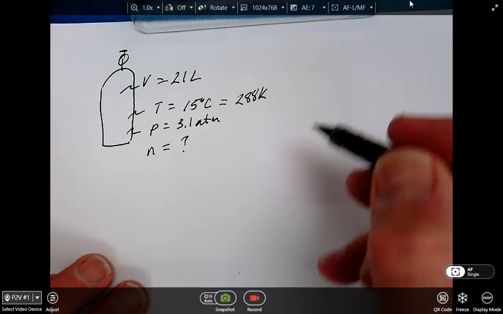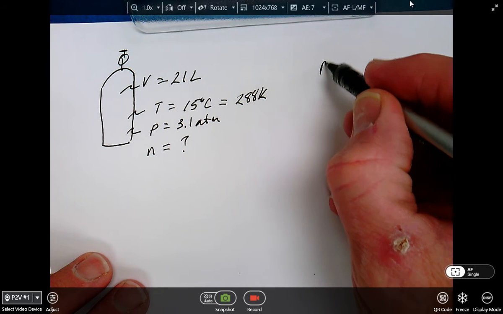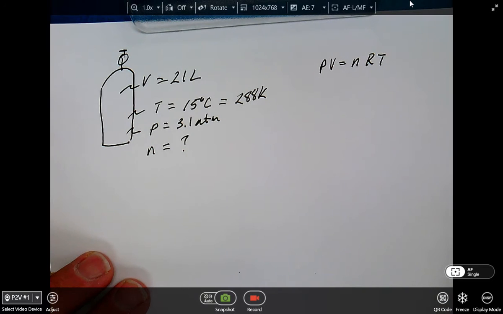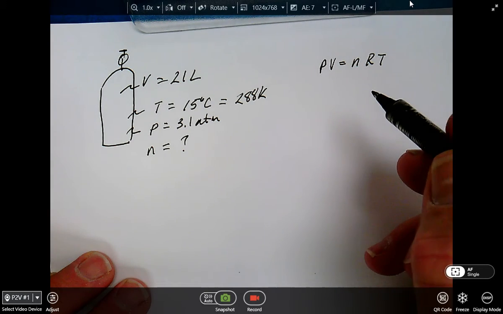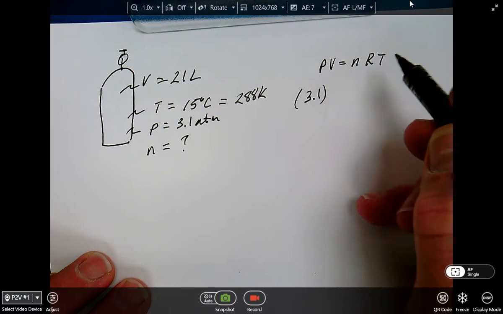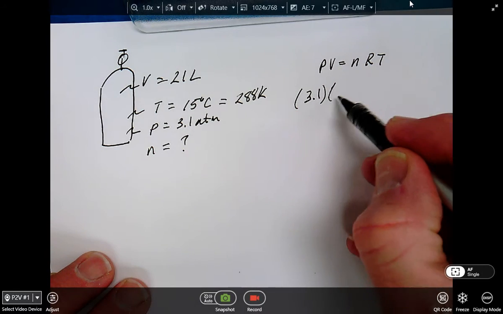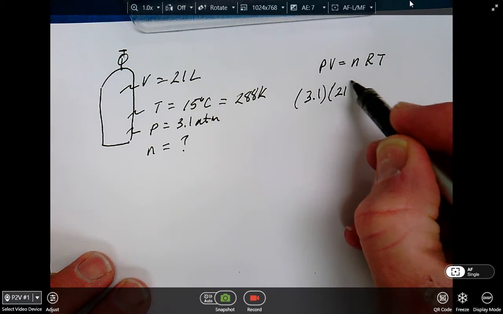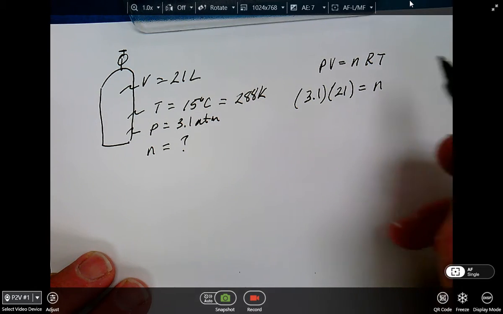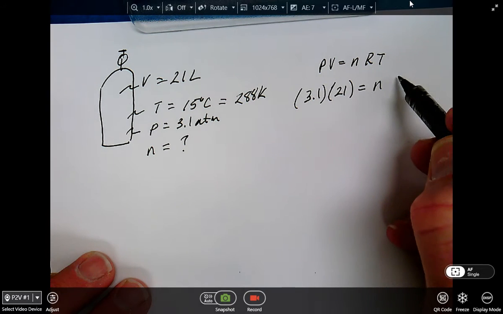So we're going to use our ideal gas law, PV equals nRT. We plug in our P, it's in atmospheres, so that's good. We don't need to change anything. That's 3.1. We plug in our volume, it's in liters, so we don't have to convert that to anything. We have our n. Well, n is our unknown. R, what's R? Oh, yeah, that's the ideal gas constant.